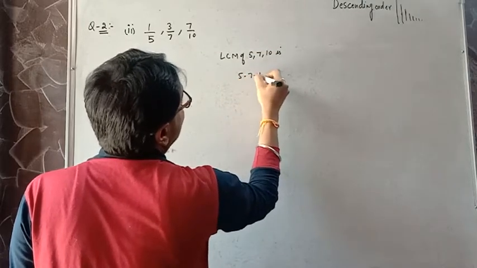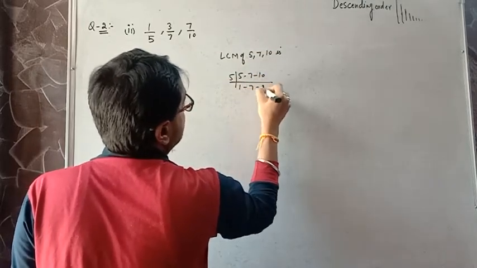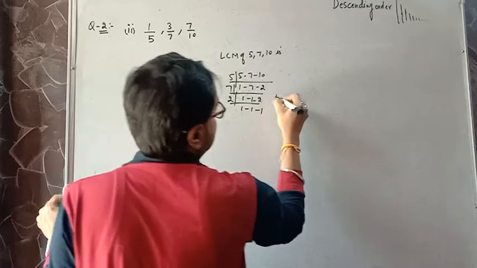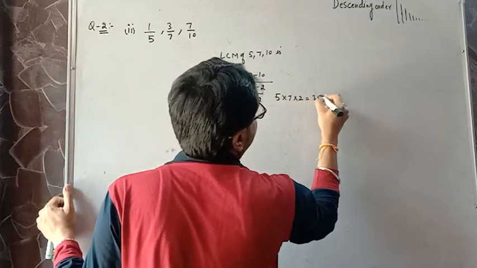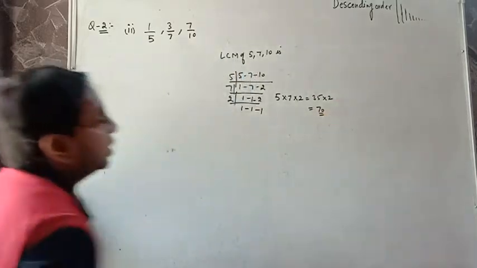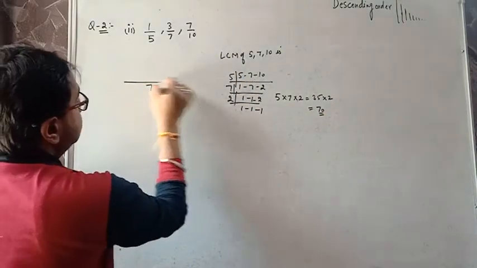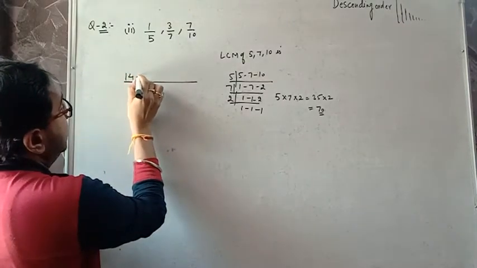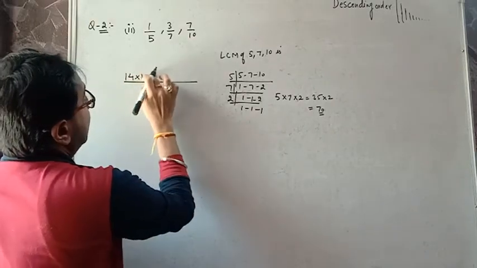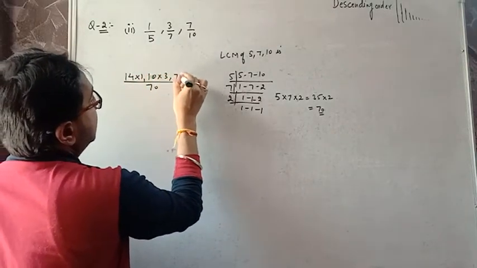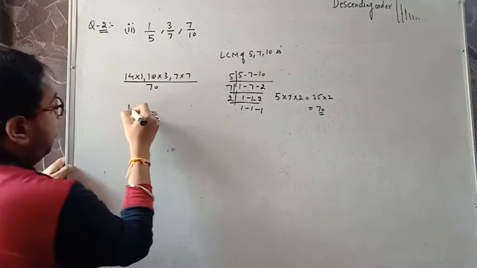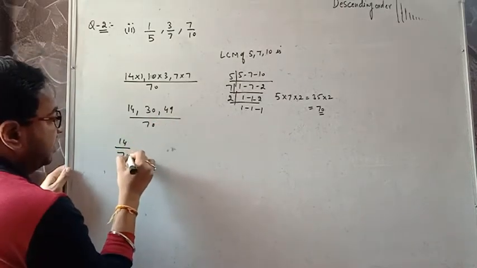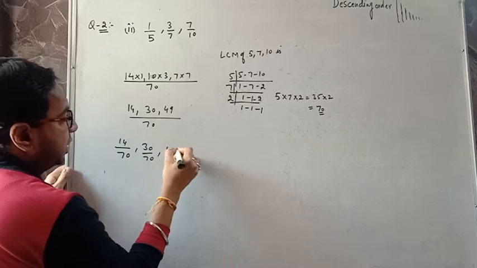If I talk about 5, 7 and 10: 5, 1, 7, 2, 7, 1, 2, 2, 1. So you will be getting 7 into 5 into 2, that is 35 into 2, that is 70. So 70 would be the LCM. Now if I talk about 70, you will be getting 14 into 1, 10 into 3, 7 into 7, right? Clear? 14, 30, 49 by 70. Separate them: 14 by 70, 30 by 70, 49 by 70.